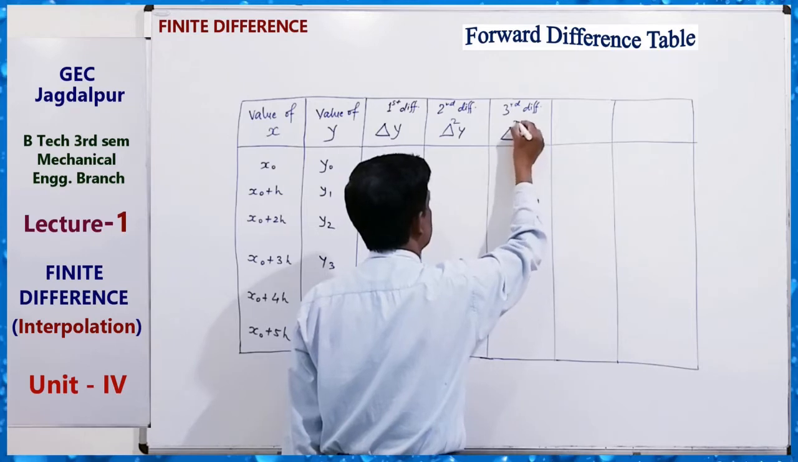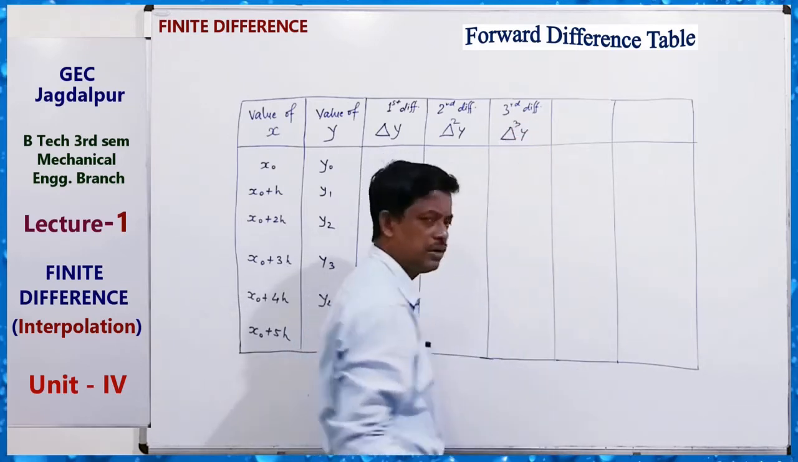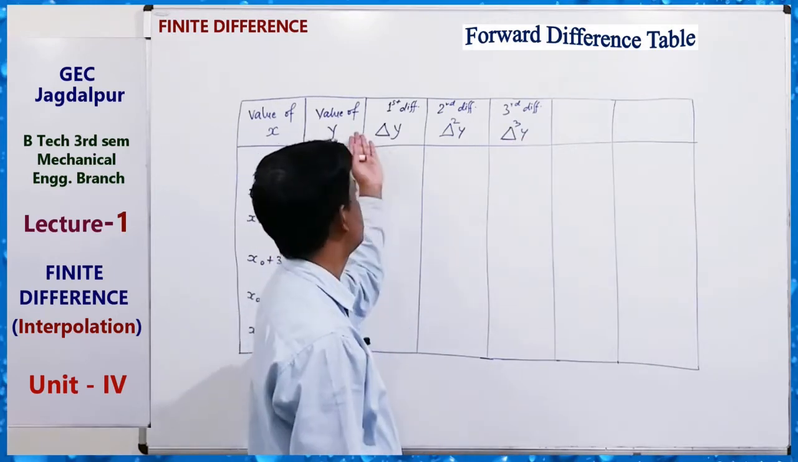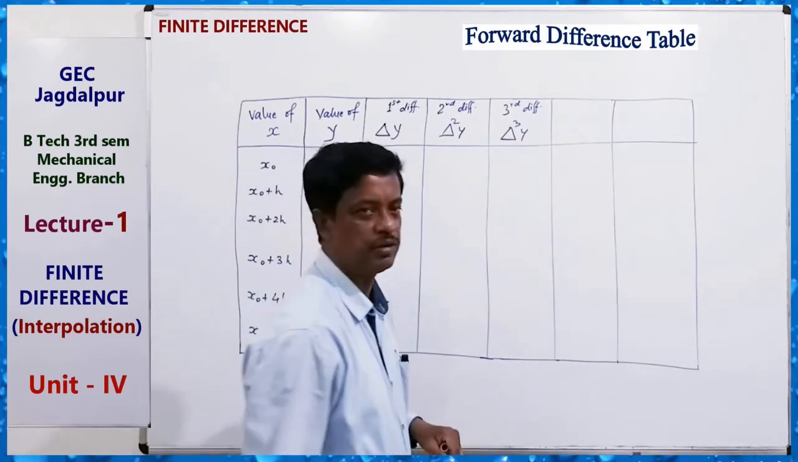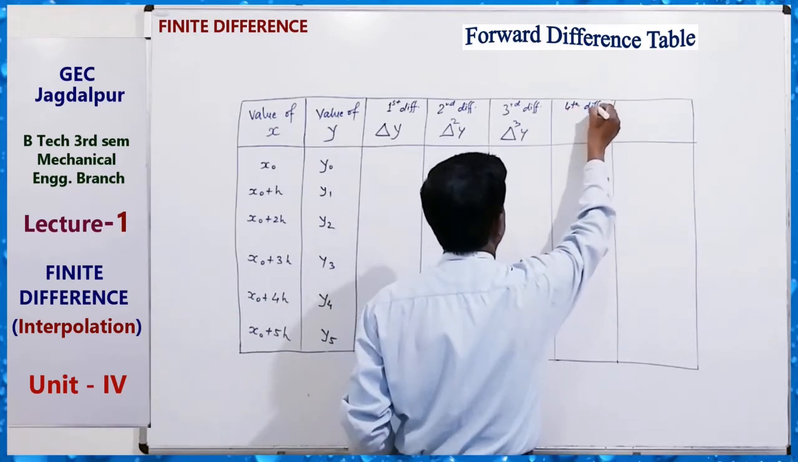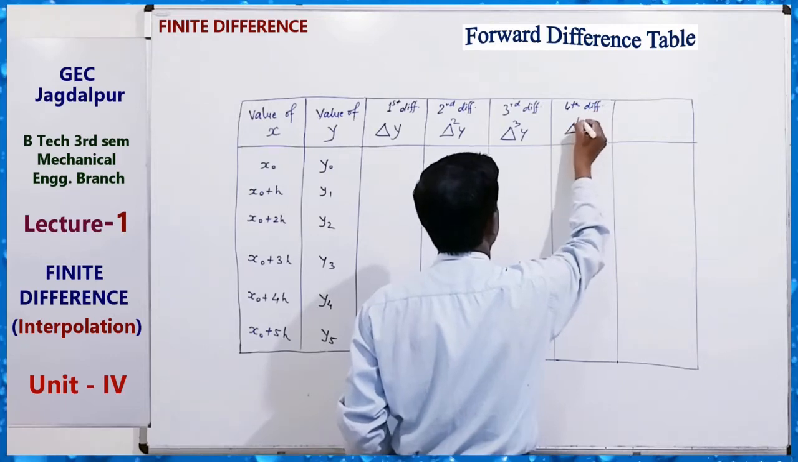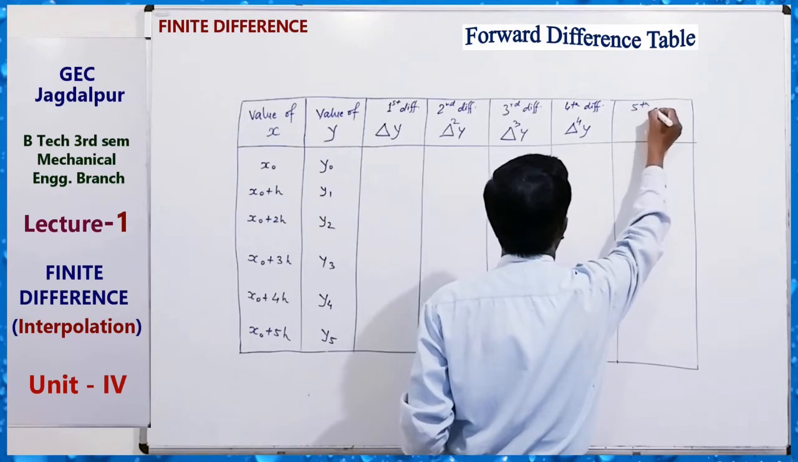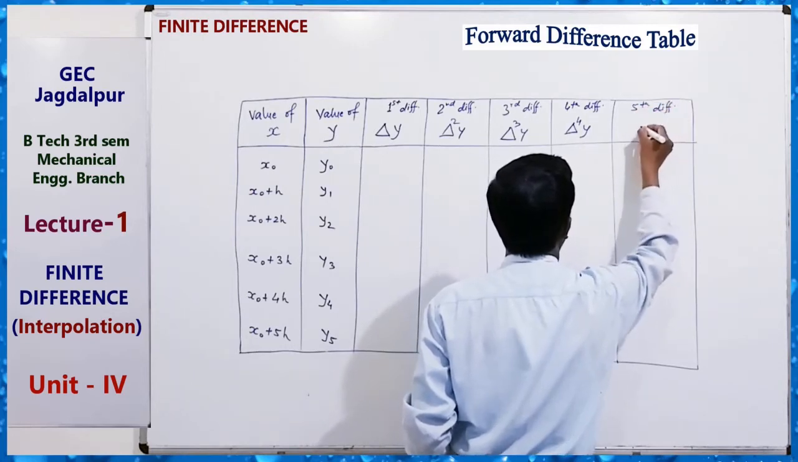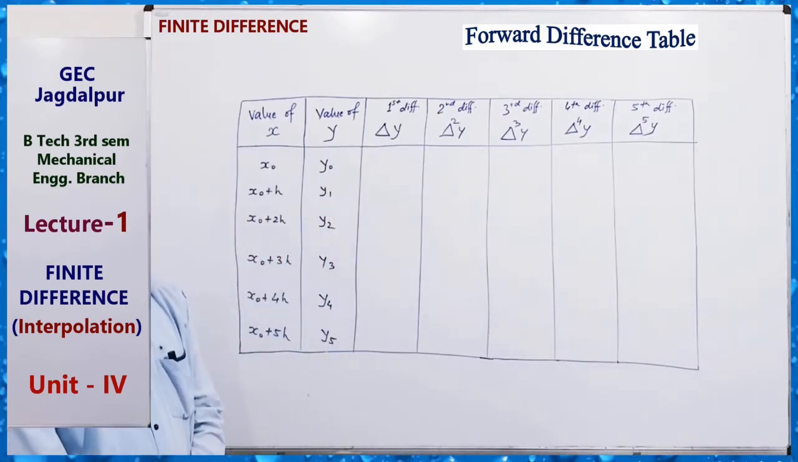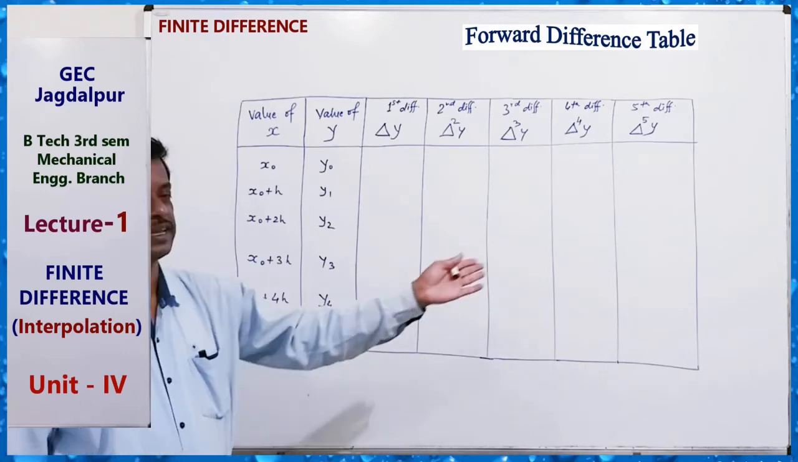Del 3 y. For forward, and for backward you have to write the backward operator here. For central difference, you have to write the central difference operator here, delta. So here the fourth difference, del 4 y. For the fifth difference, del 5 y. Clear? These differences can be found.